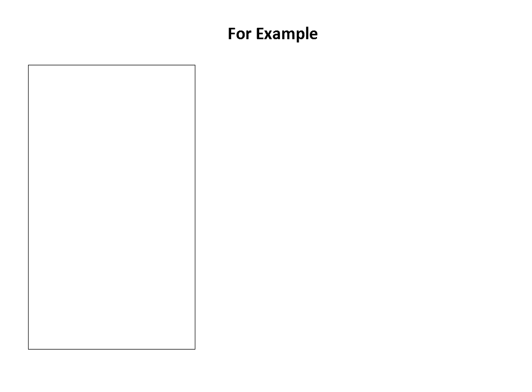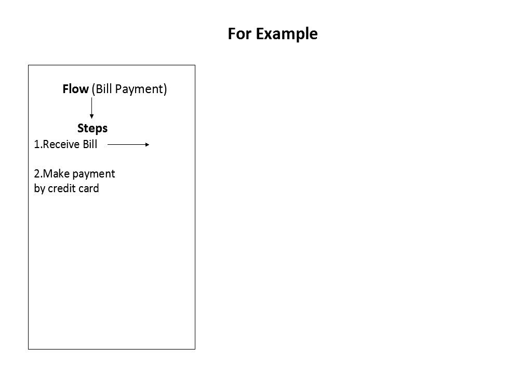For example, in this example, a flow is defined which is named bill payment. There are two steps of this flow. One, receive bill. Second, make payment by credit card. Each step has respective alerts.